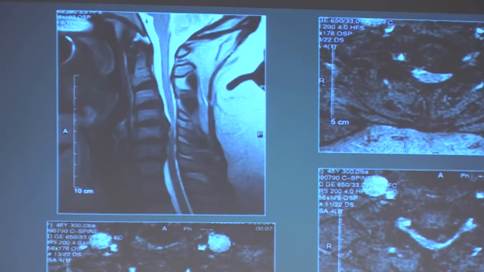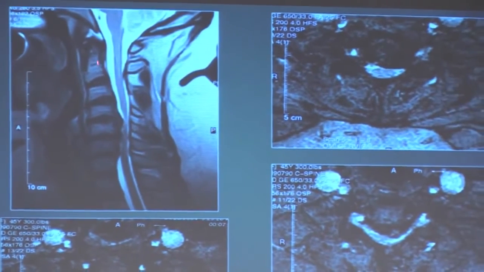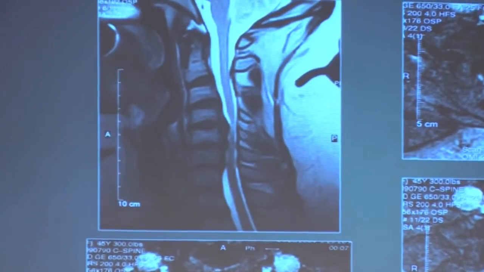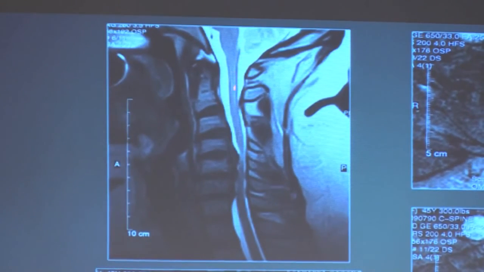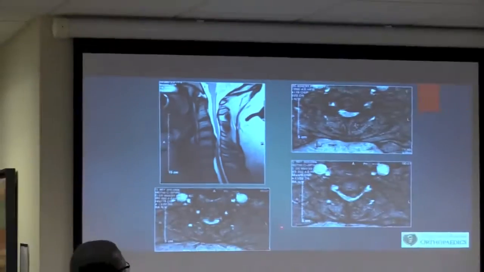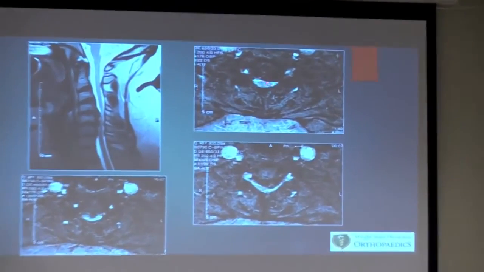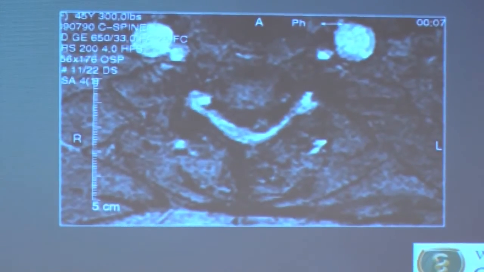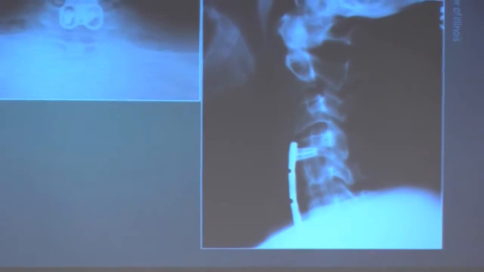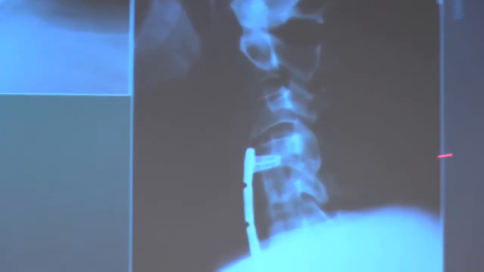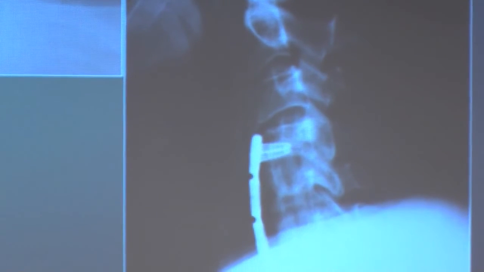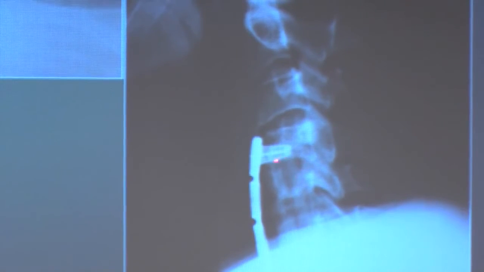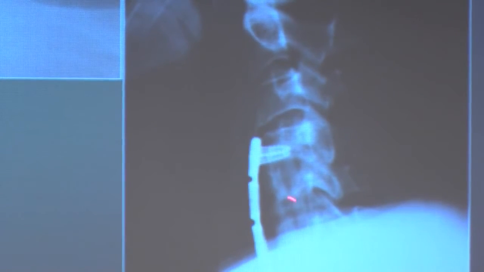So here are some examples. You can see over here, this is the side view of the neck. And you can see this is the spinal cord here. You can see there's really a lot of compression right there. And these are the axial cuts, which are the transverse sections. You can see how much compression there is right there, and that corresponds with that region there. That was treated by doing a decompression, taking the pressure off. And that necessitated going from the front, putting in bone graft and putting this plate to bridge the gap.